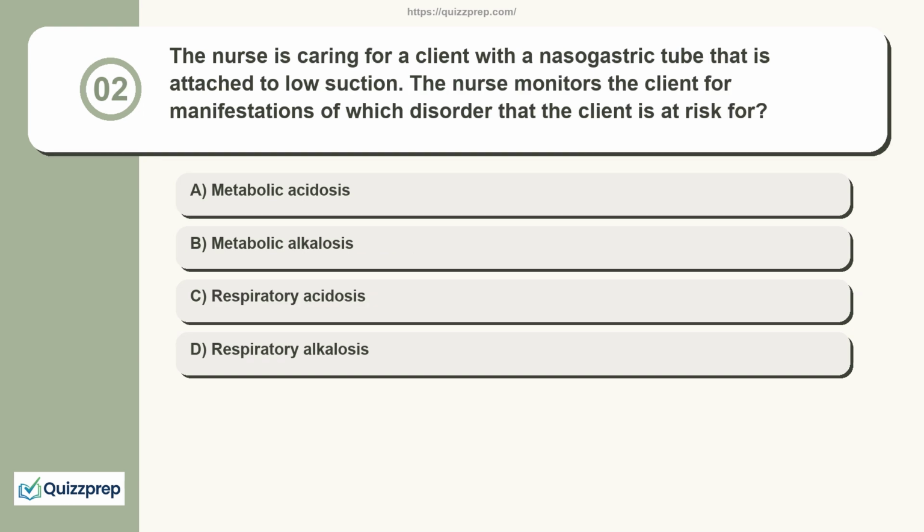Question 2. The nurse is caring for a client with a nasogastric tube that is attached to low suction. The nurse monitors the client for manifestations of which disorder that the client is at risk for: metabolic acidosis, metabolic alkalosis, respiratory acidosis, respiratory alkalosis.